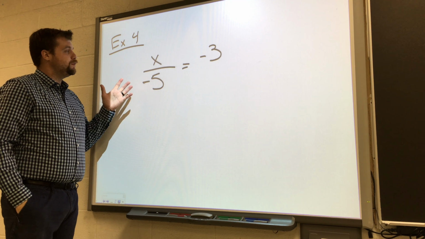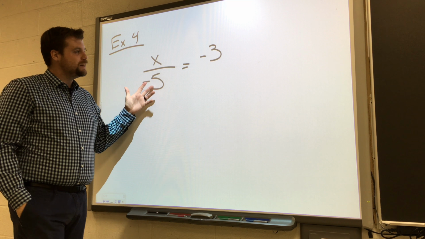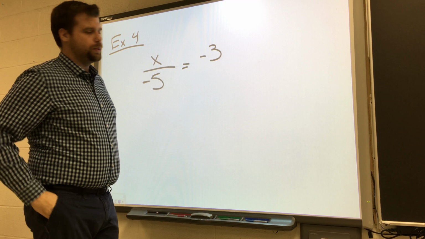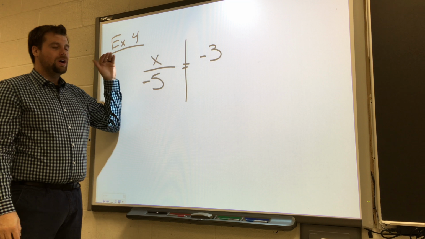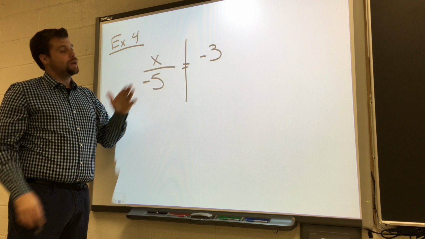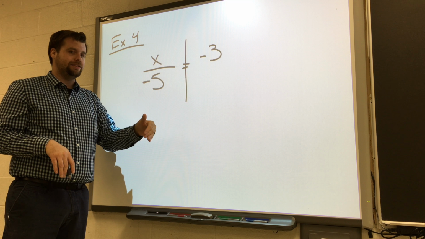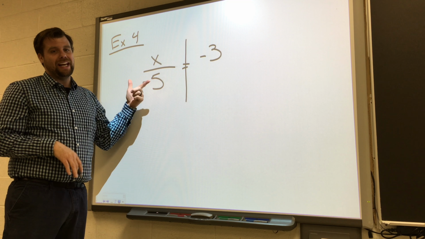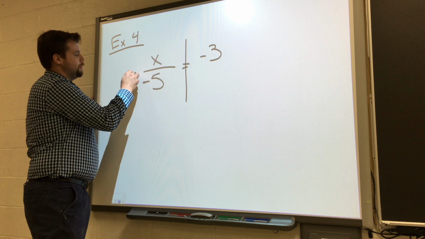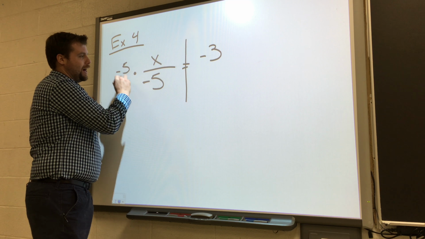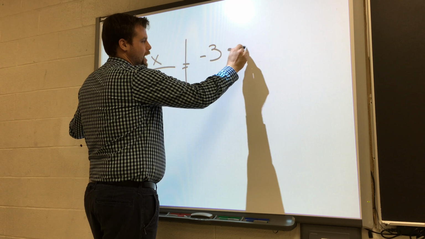Okay, example number 4, x divided by negative 5 equals negative 3. I'm going to mark the middle of my equation here. I want to solve for x, so I want to get x by itself. What's happening to it? x is being divided by negative 5. To get rid of division, we use multiplication. So I'm going to multiply this left side by negative 5, and I'm going to multiply this right side by negative 5.